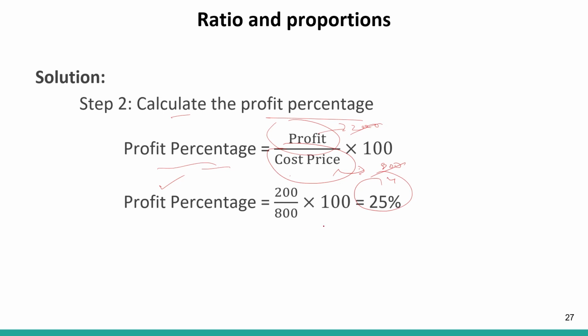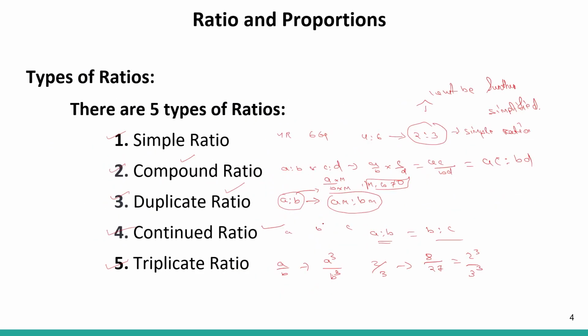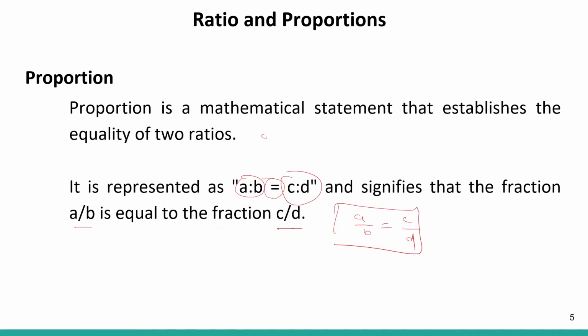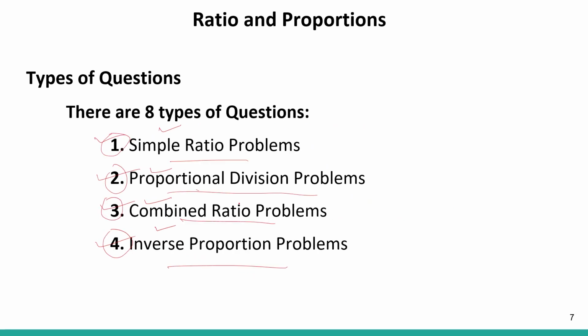Okay, so let's also remember the types of ratios and types of proportions. So the types of ratio are simple ratio, compound ratio, duplicate, continued, and triplicate. Okay, we have descriptive analysis on them. Then we saw what proportion was, and then we saw the types of proportion: direct proportion, inverse proportion, and the difference and similarity between these two. We saw joint proportion, continued proportion, and compound proportion. Okay, then we saw the 8 types of questions.